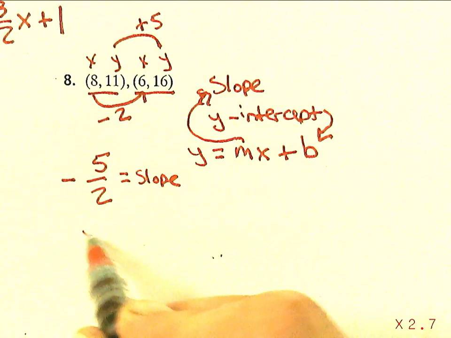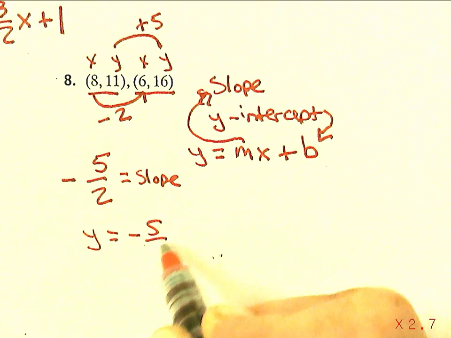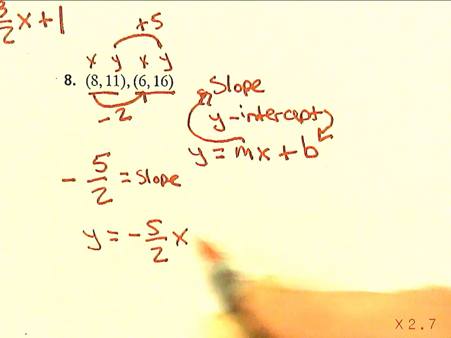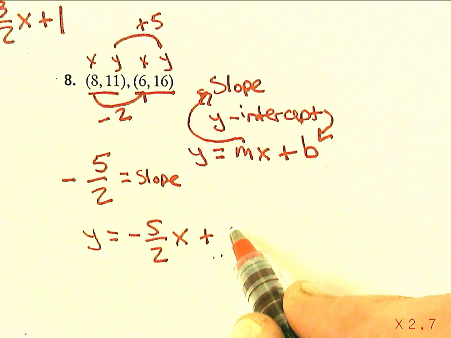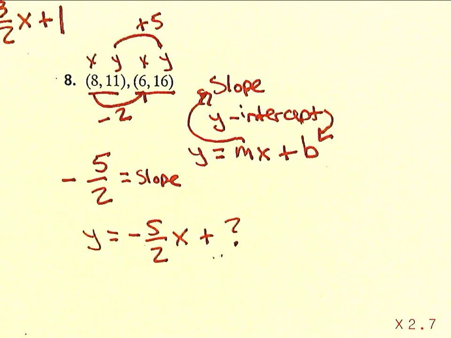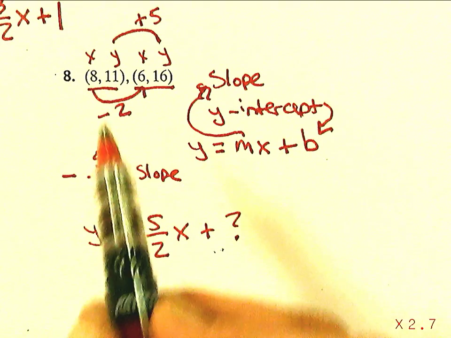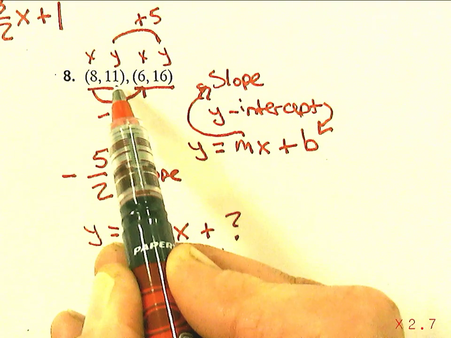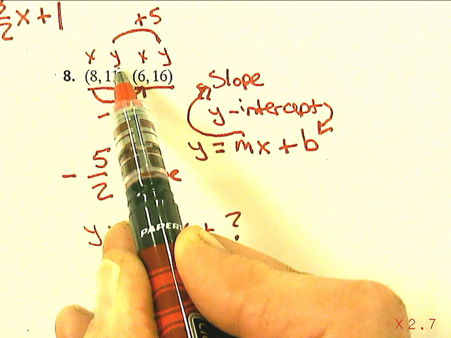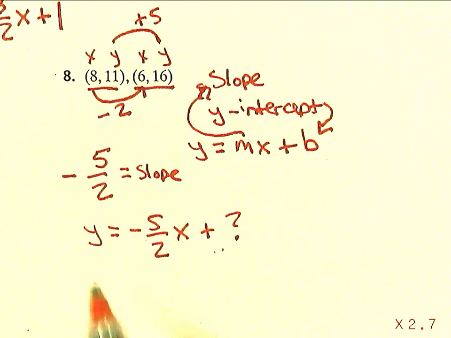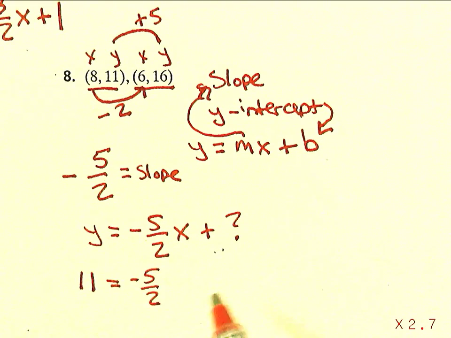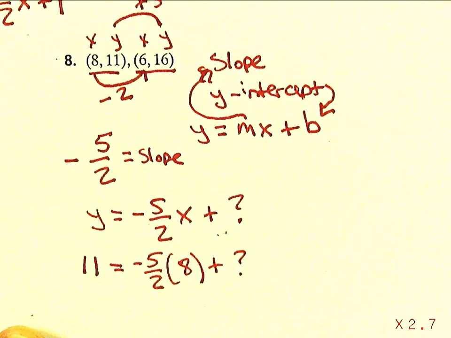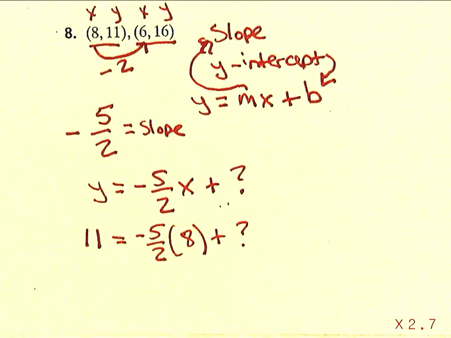So right now I have y equals negative 5 over 2 times x plus the y-intercept, which I don't know right now. But it's not hard to find, because all I need to do is take one of the points that was given, there's an x and there's a y, and substitute them into the equation. If the y is 11, it's equal to negative 5 over 2 times the x, which is 8, plus that sort of mystery number that we're trying to find right now. So we'll keep working this through.